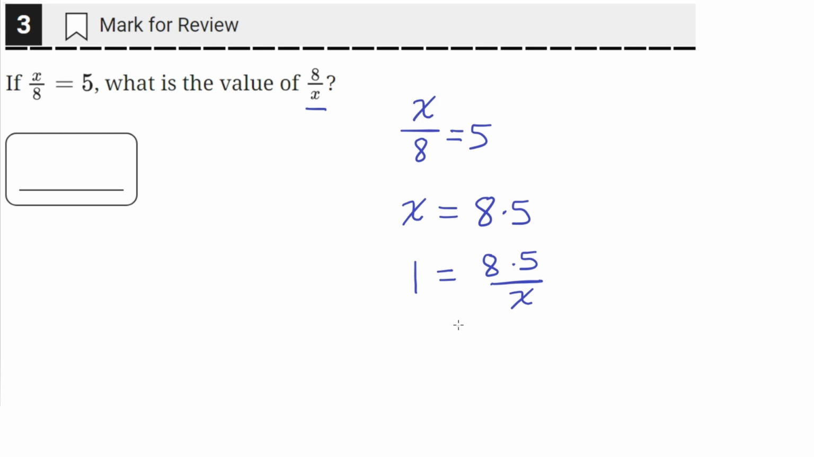So this is looking very similar to 8 over x, but there's this 5 here. To get rid of this, we'll just divide both sides by 5. This will give us 1/5 equals 8 over x, because when we divide by 5, 8 times 5 divided by 5 is just equal to 8, and 1 divided by 5 is 1/5. So that means that 8 over x is just equal to 1/5. So our answer is 1/5.